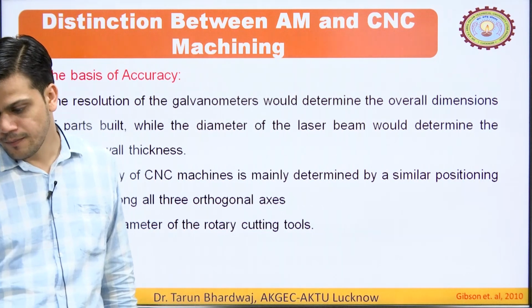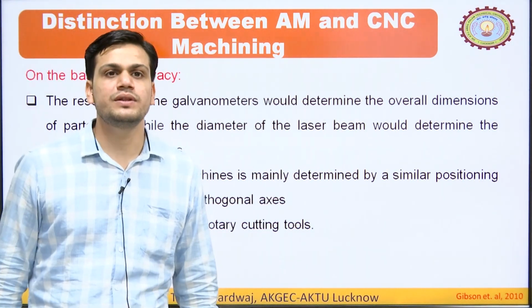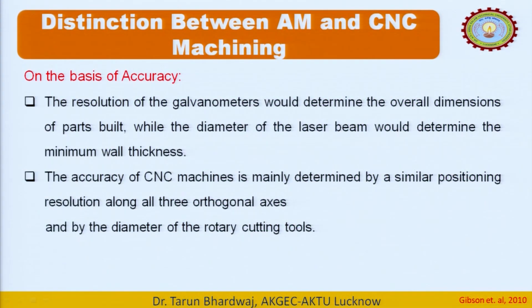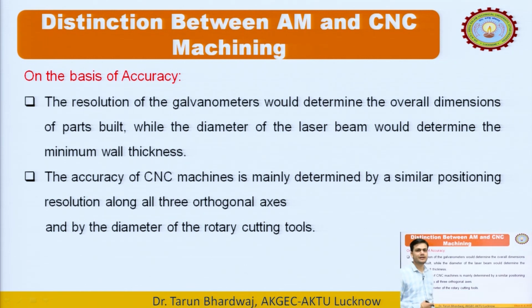Okay, now the resolution of the galvanometer would determine the overall dimension of the part build, while the diameter of the laser beam would determine the minimum wall thickness. Okay, so these are basically the components that are deciding how accurate the part is or not. The accuracy of CNC machining is mainly determined by a similar positioning resolution along all three orthogonal axes and by the diameter of the rotating cutting tool.